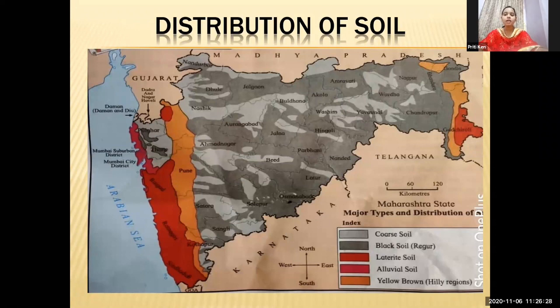Now see the next one, a little darker than gray. लाइट ग्रे से थोड़ा सा डार्क है, that is known as black soil or regur soil. It is also known as regur soil. Now the darker grayish area shows the region which is covered with the black soil or regur soil. Now next come to the third type of soil, that is laterite soil. It is denoted by reddish color. See the area of Maharashtra which is having red color in the map, all those areas are covered with laterite soil, laterite soil it is known as.